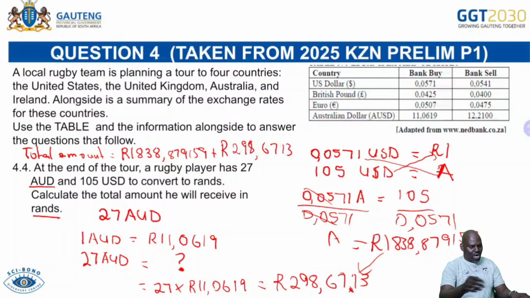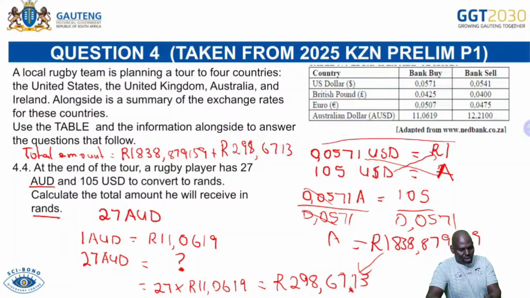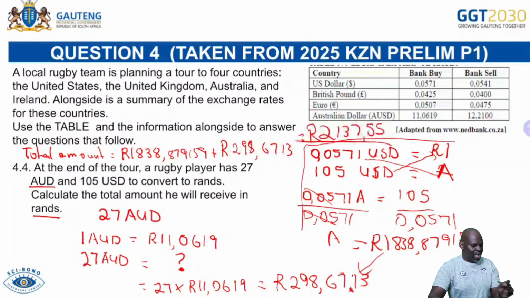Then I get 2,137 rand and 55 cents. I can now round it off. So in the end, the total amount is 2,137 rand and 55 cents.